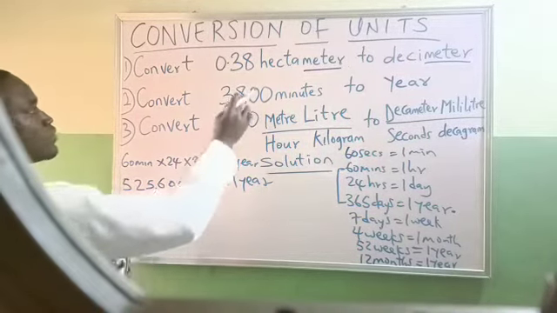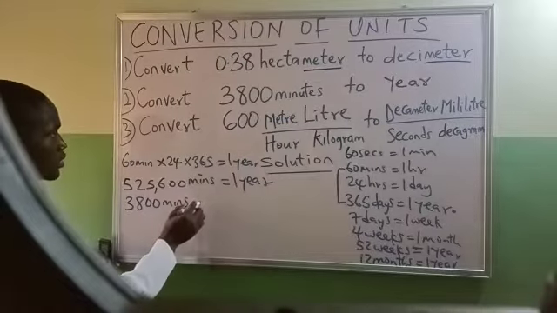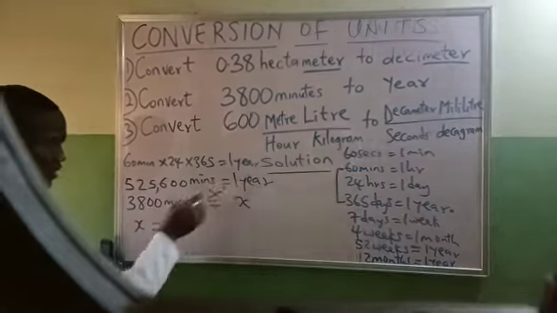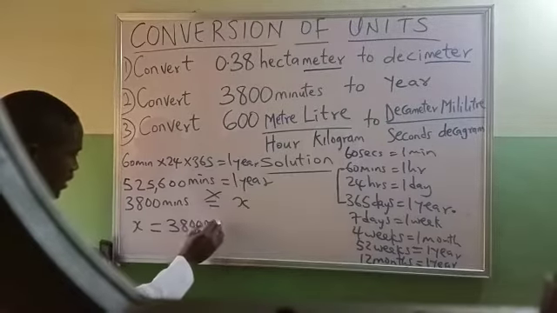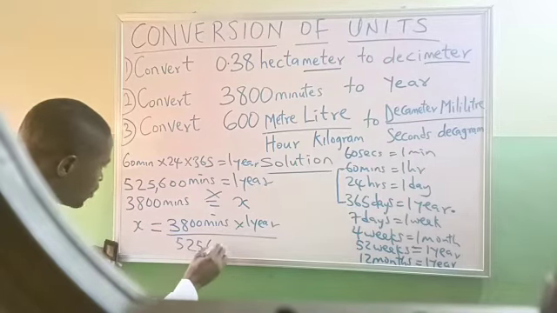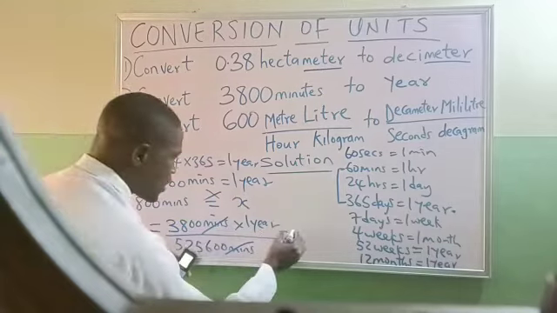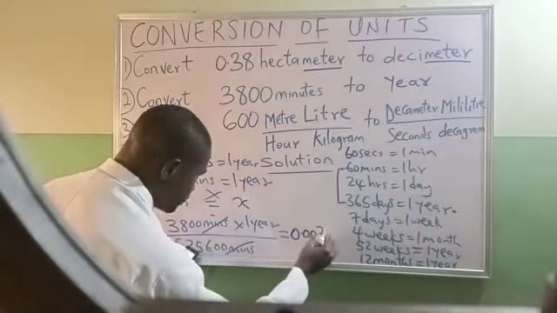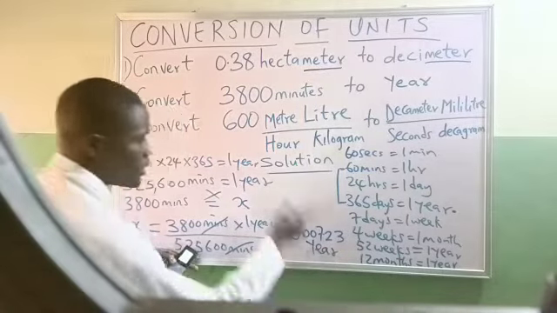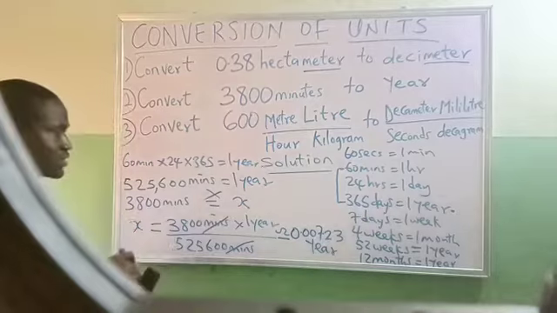Now, you ask yourself, this minute, where should I put it? I'll put it under minutes. 3,800 minutes will be equal to X, cross multiply. X will be equal to 3,800 minutes times 1 year, all over 525,600 minutes. This will cancel this. Let's divide. That will give us 0.00723 approximately. In approximation, we'll put it as 0.00723 year. That is the answer.